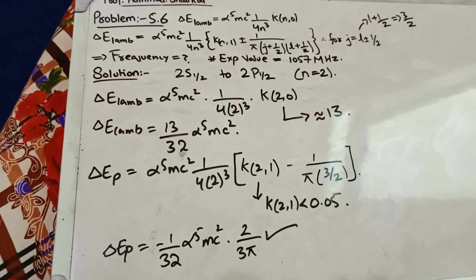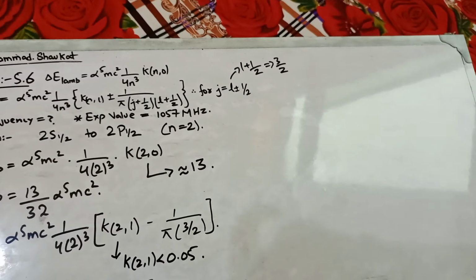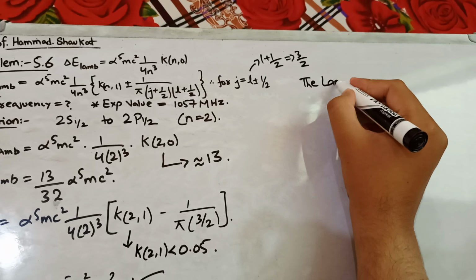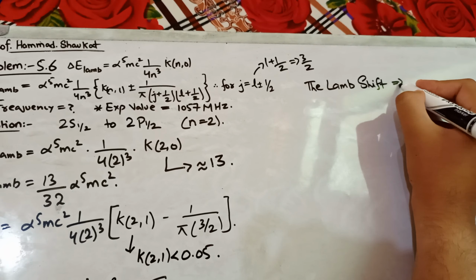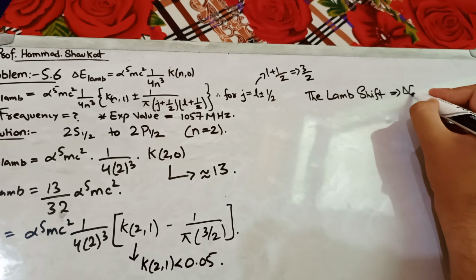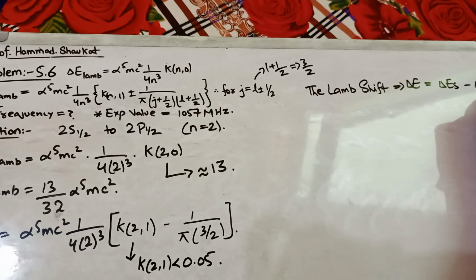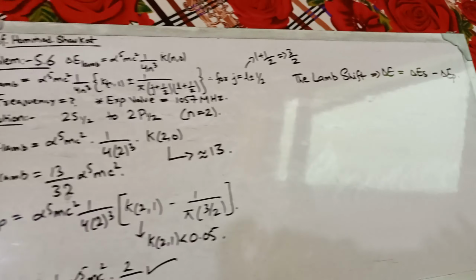Now you have to find the Lamb shift, and you know that the Lamb shift is basically equal to ΔE_S minus ΔE_P. Understood? Now you just have to substitute the values.